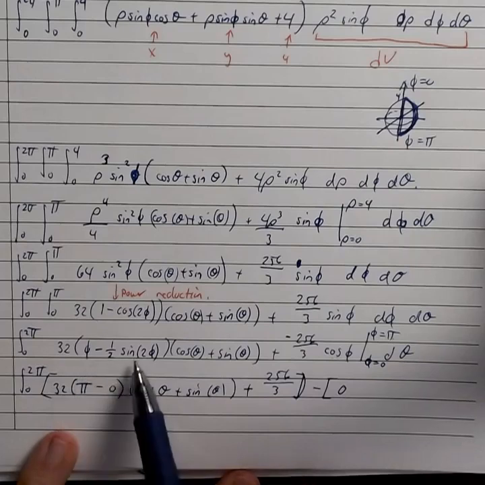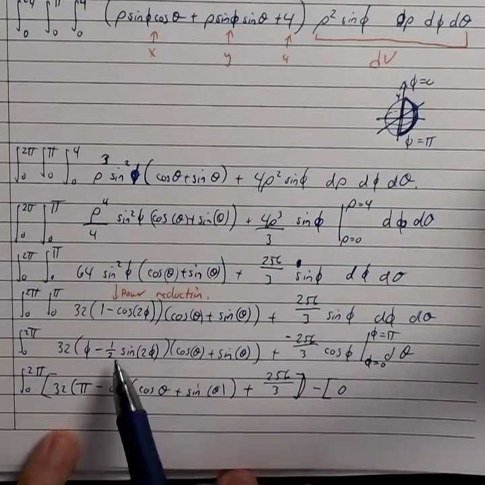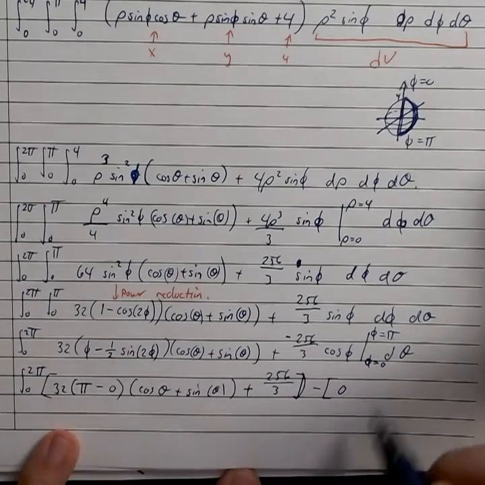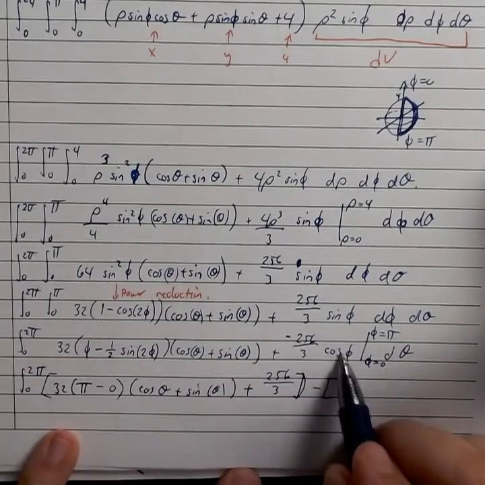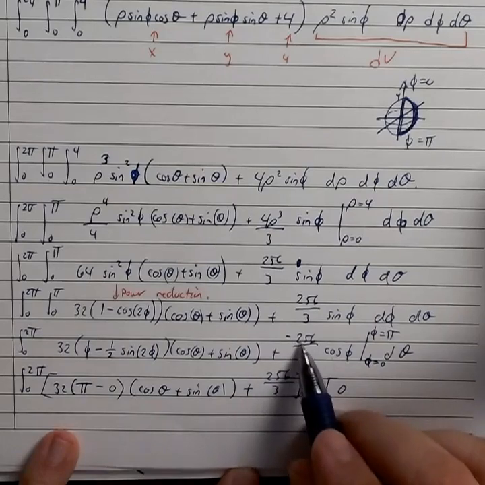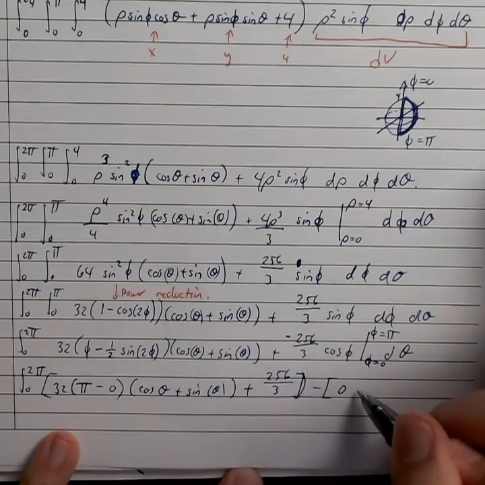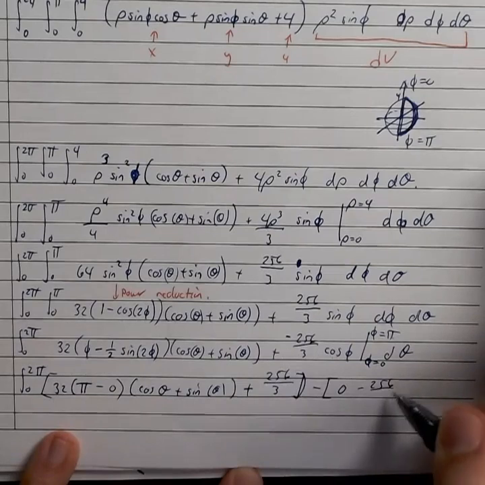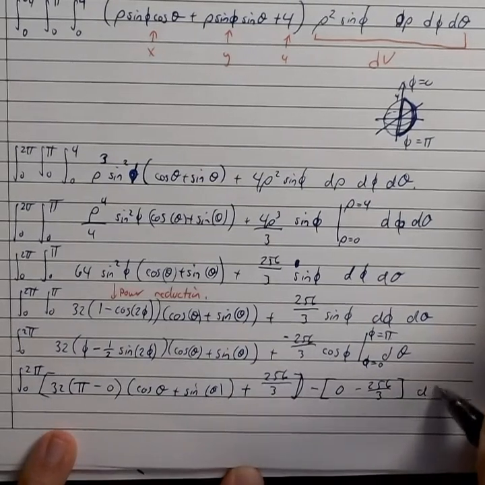Right, that's 0. And then the sine of 0 is also 0. So this whole thing's 0. And these numbers times 0 are still going to give me 0. But over here, that's not 0. The cosine of 0 is 1. And that's going to be negative 256 over 3 times 1, which is negative 256 over 3 d theta.